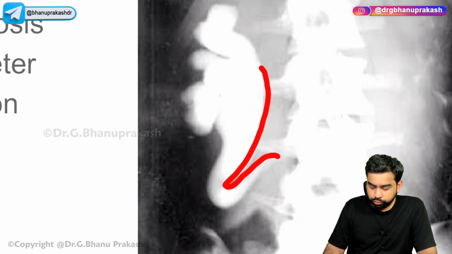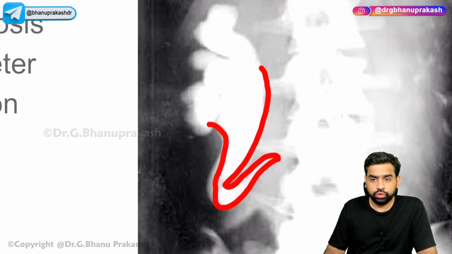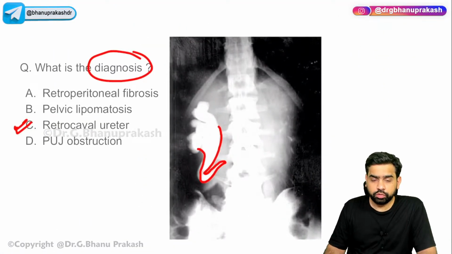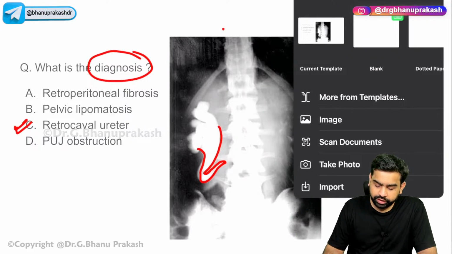Okay, anybody is in the mood of having some fishing done? So this is your fish hook sign, which is basically a diagnosis of your retrocaval ureter. So what is a retrocaval ureter? Let's try to understand this.